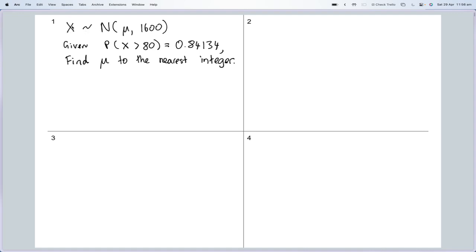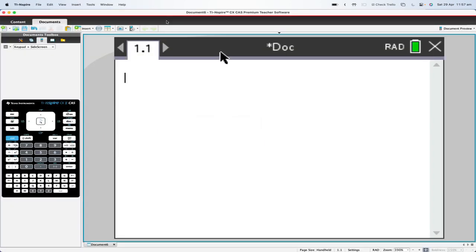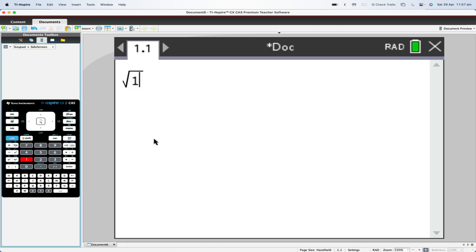We've got a random variable x distributed normally with a mean of mu and a variance of 1600. Remember that if the variance is 1600, that means sigma squared is equal to 1600, which means that sigma must be the square root of that, which is 40. I don't expect you to know that, but we can always use our calculator to work out the square root of 1600.